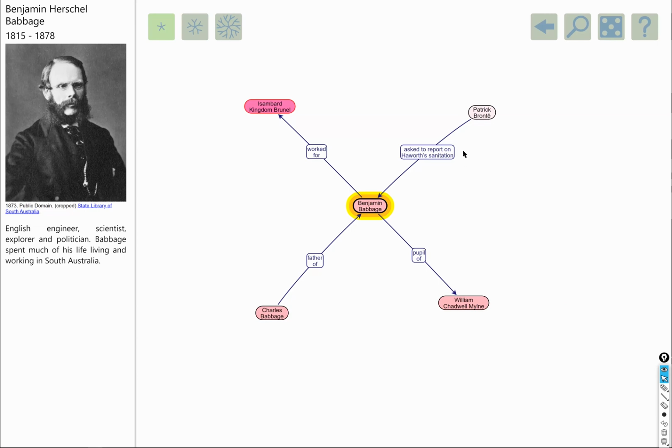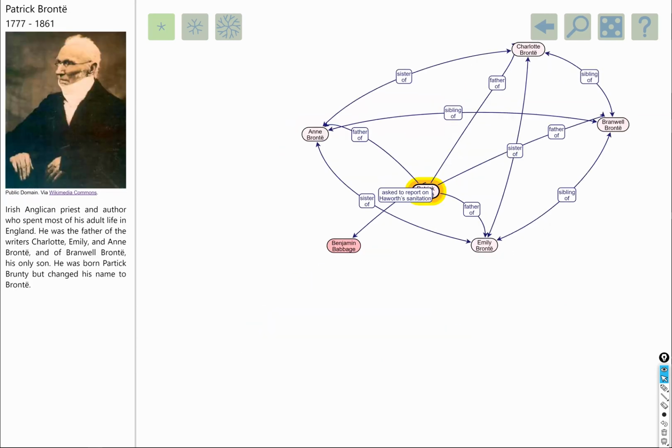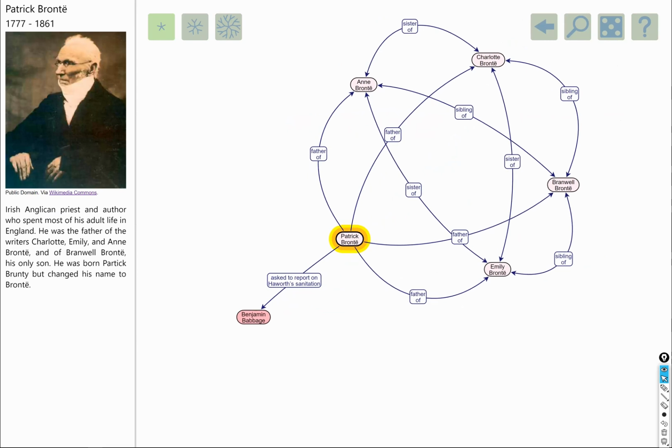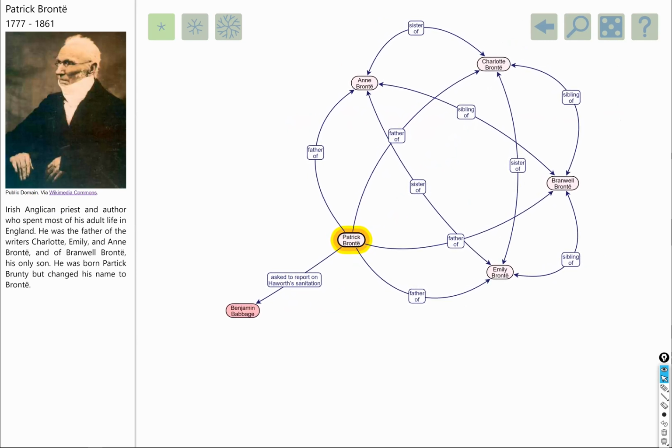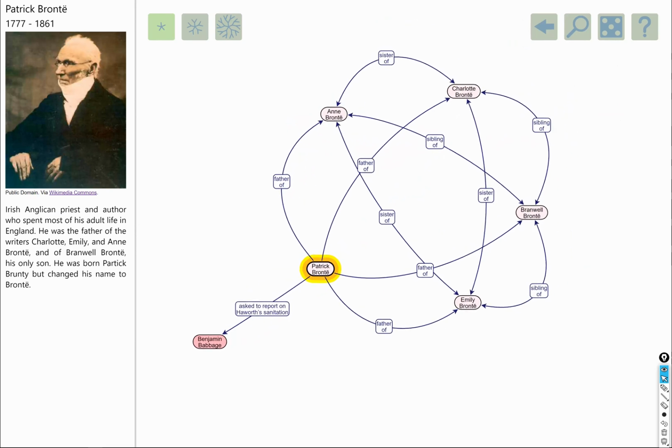And Patrick Bronte, of course, is the father of the Bronte sisters, and indeed Bramwell Bronte as well. So we've managed to get all the way, again, from Clifton Suspension Bridge, a rather tortuous route up to the wilds of Yorkshire and the Bronte sisters. So I'm going to stop at this point because I think I've talked already too much.